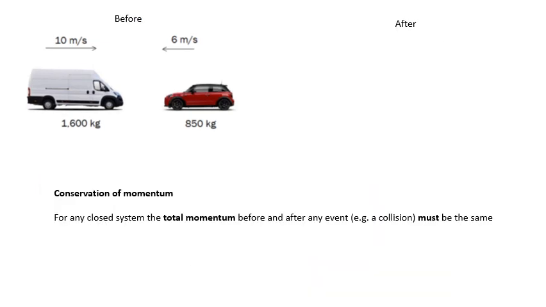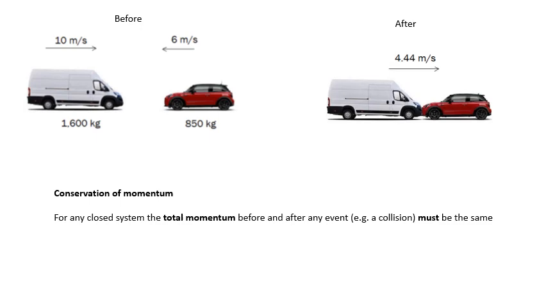Conservation of momentum. For any closed system, the total momentum before and after any event, for example a collision, must be the same. Momentum is conserved. The momentum before equals the momentum after. Okay, momentum is conserved. Why? I'll worry about that later. It's actually to do with Newton's third law. But so how did I get 4.4 meters per second? Well, I'm actually going to work this out for you.